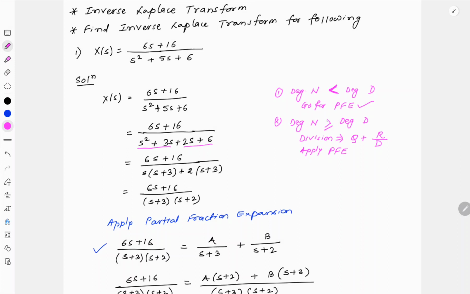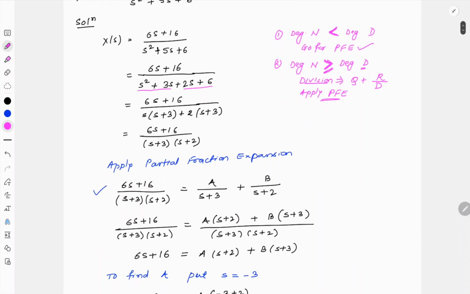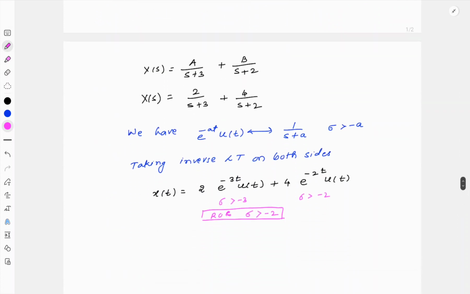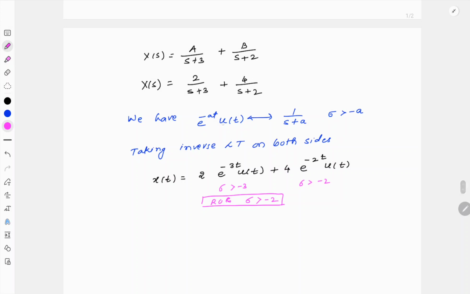If the degree of numerator is greater than or equal to the degree of denominator, then use division and represent your answer as quotient plus remainder by divisor. And then once you get the remainder polynomial whose degree will be less than the divisor polynomial, apply partial fraction expansion. So here in our case it was a simple numerical, so straight away we have applied partial fraction expansion. We have obtained the values of a and b, and then we have taken its inverse using the standard identity: e raised to minus at u of t results into the Laplace transform of 1 upon s plus a, where ROC is sigma greater than -a.